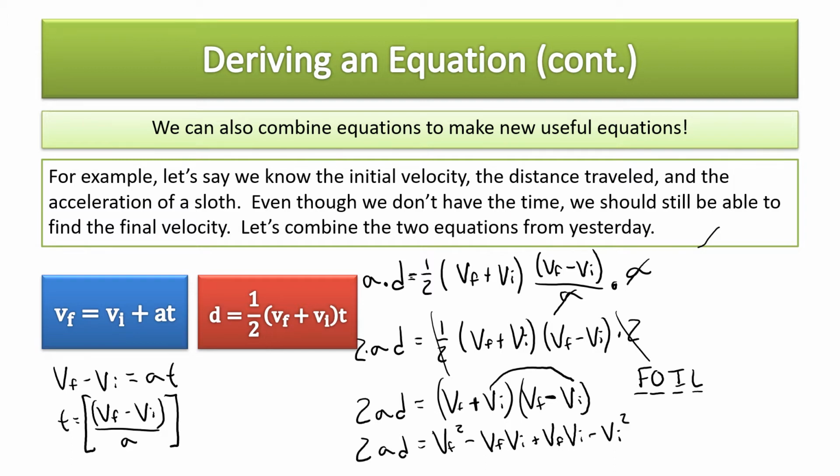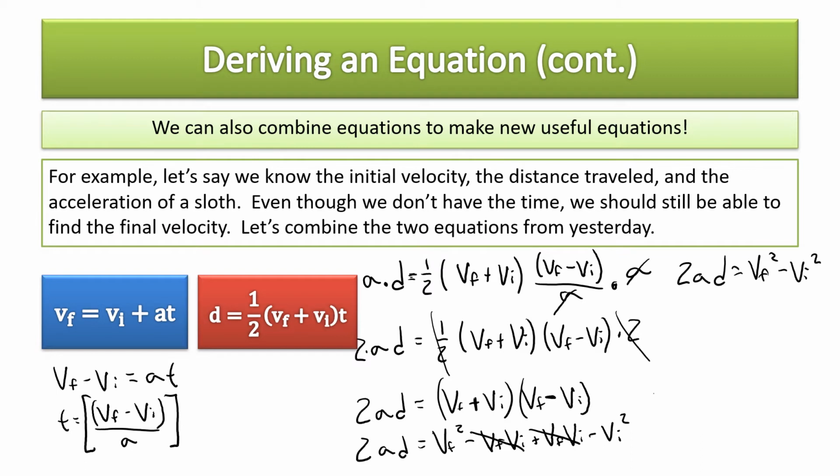VI times negative VI. So yeah, negative VF VI plus VF VI. Those two things cancel out. And you're left with 2AD is equal to VF squared minus VI squared. That's pretty good.